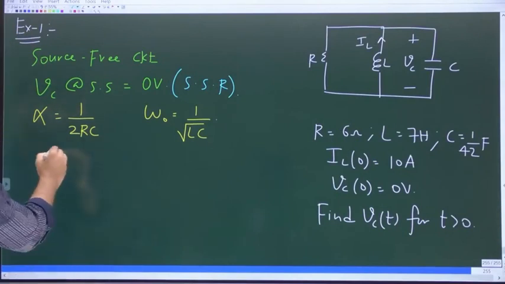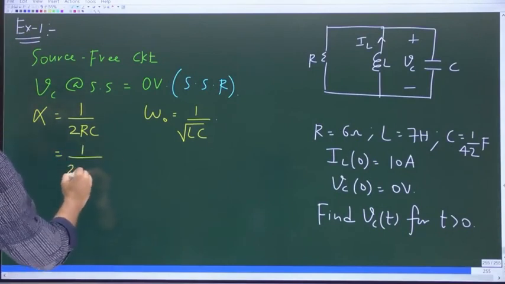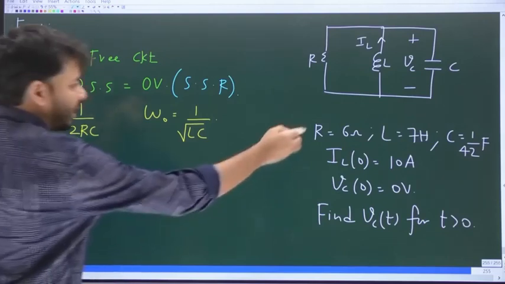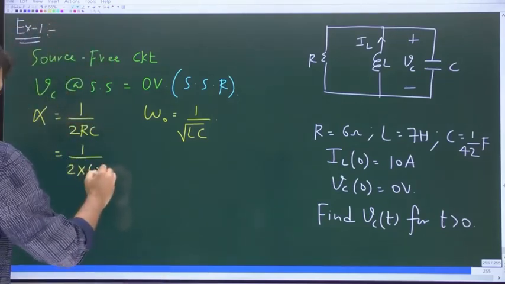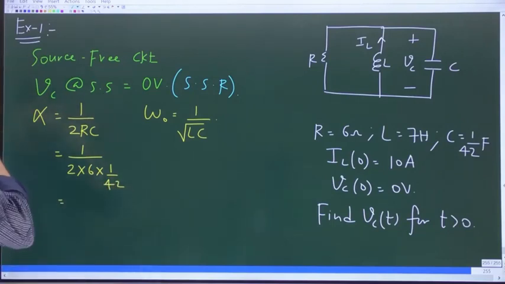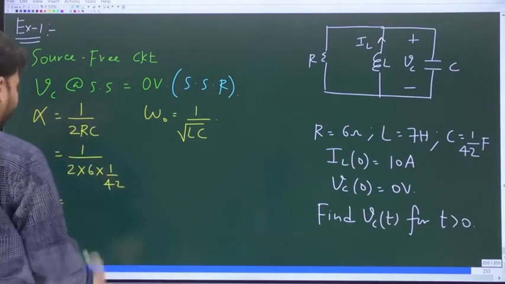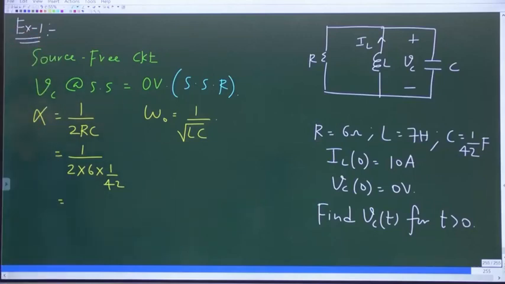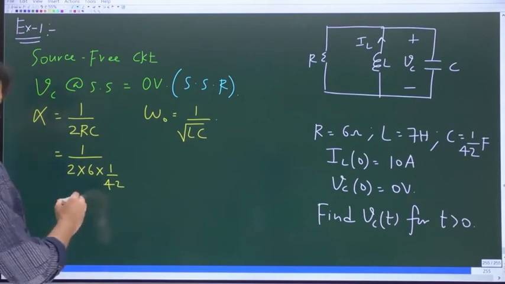Look at this: 1 by 2 times R. What is R? 6 ohms. What is C? 1 by 42. 42 will go to the numerator. 42 by 2 is what? 21. 21 by 6 is what? 3.5.